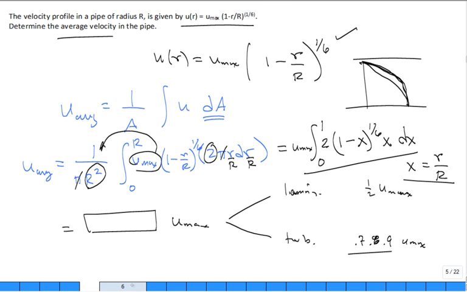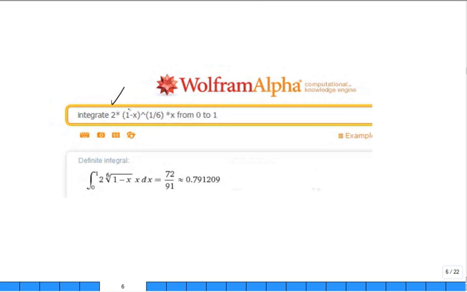So we'll put that in. So it's 2 times (1 minus x) to the 1/6 power times x. Integrate from 0 to 1, and it comes up almost 0.8, 0.79. So in this case, for that velocity profile, u average is equal to 0.7912 u max. About 80% of u max.